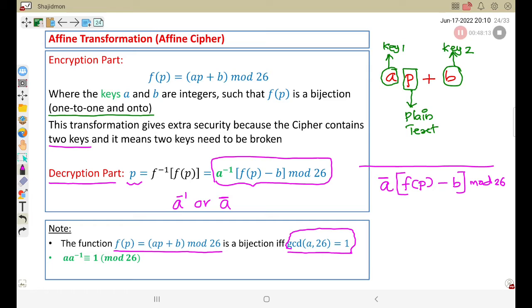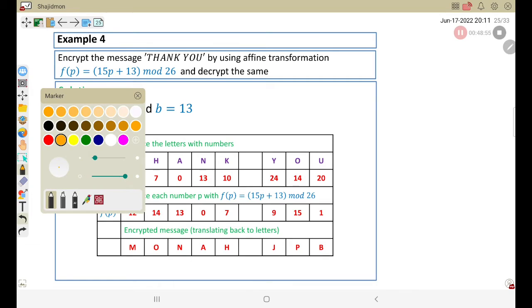A bar multiply f of p, meaning the ciphertext number, minus the second key b. So keep in mind A inverse means the inverse of the number A, and b means key number 2, and f of p means the ciphertext number, correct? So this is the decryption part in the affine transformation. And A multiplied by A inverse, A multiplied by A bar, should be 1, congruent to 1 mod 26.